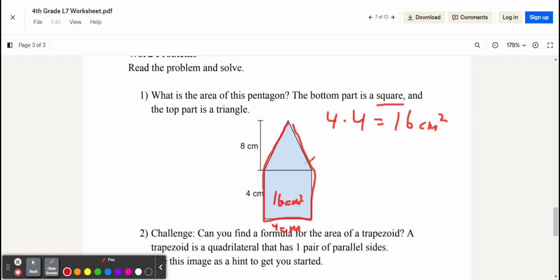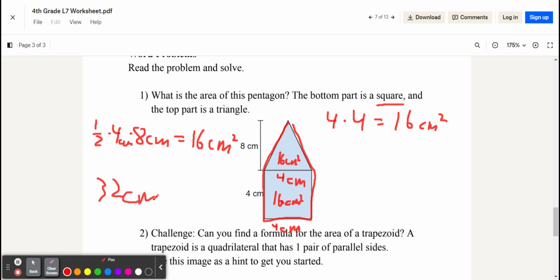Now we compute the triangle at the top. So once again, it's a square, so we know that this side is also 4 centimeters. And then we use the other formula, 1/2 base, which is 4, times 8 centimeters, which is the height. Well, I should have centimeters for this too, technically. And then that will give us 16 centimeters squared as well. So we have 16 centimeters squared here, and 16 centimeters squared here. So you add those together to get the total area, which will be 32 centimeters squared.